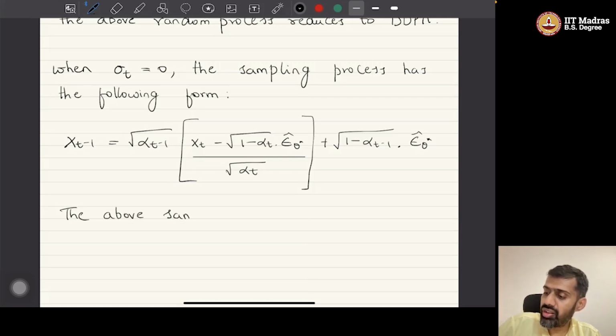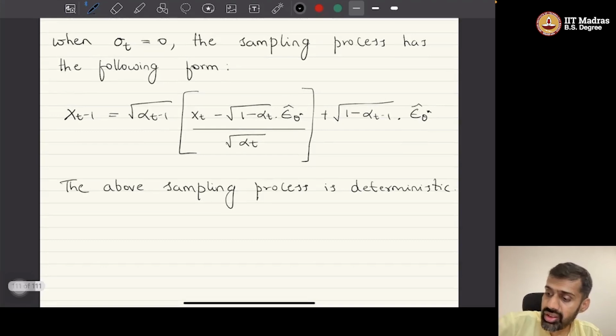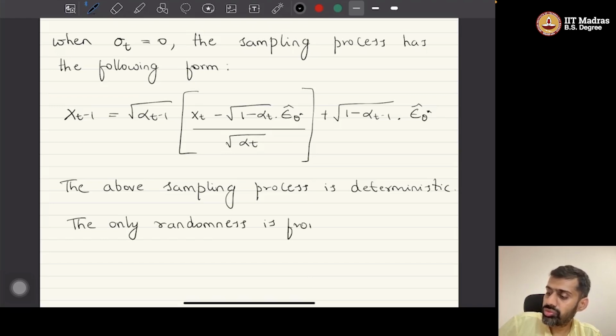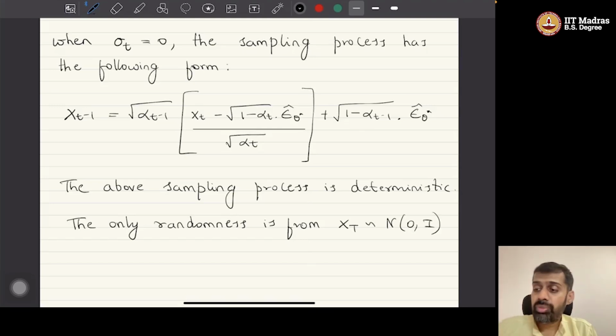The above sampling procedure is deterministic. So what does this imply? This implies that the only randomness is from x capital T, which is a sample from normal 0 1. So just like a GAN, where you sample from a normal 0 1 and pass it through a generator and it will give you one particular generated data point. No matter how many times you pass it through, you just get the exact same data point. But in a DDPM, you sample one particular data point from x t, you run through the reverse process, and every time you get a new generated data point.